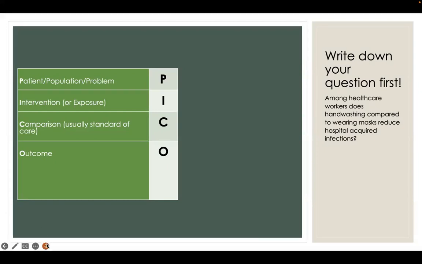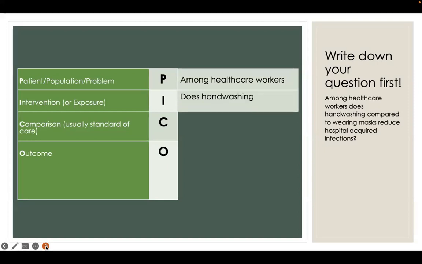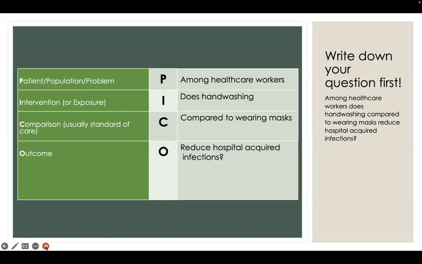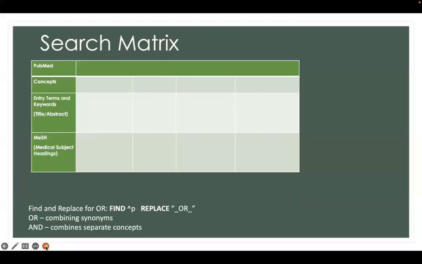Our patient population or problem, our patient population, are healthcare workers. Our intervention is hand washing. Our comparison is wearing masks. And our outcome is hospital-acquired infections. So it breaks down quite nicely. From here, we will put these concepts into what we call our search matrix. Really, it's just a table in Word.